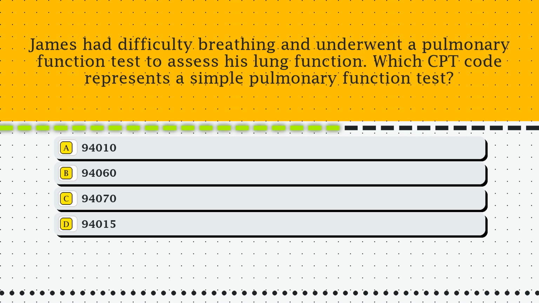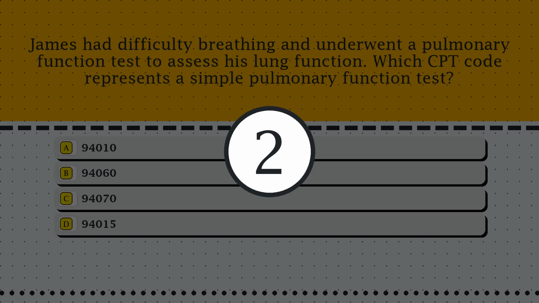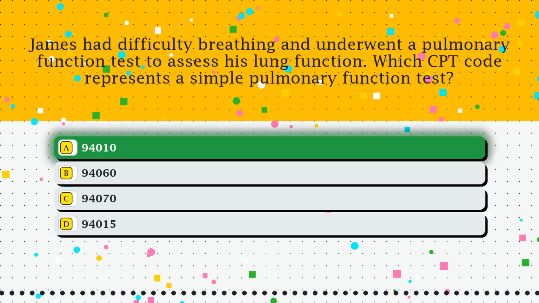Question 248. James had difficulty breathing and underwent a pulmonary function test to assess his lung function. Which CPT code represents a simple pulmonary function test? Option A, 94,010. Option B, 94,060. Option C, 94,070. Option D, 94,015. The correct answer is option A, 94,010.